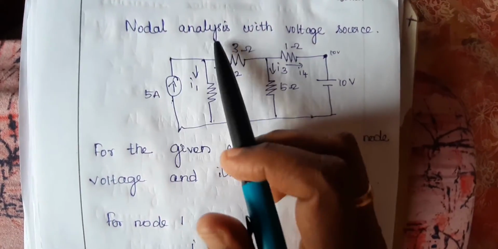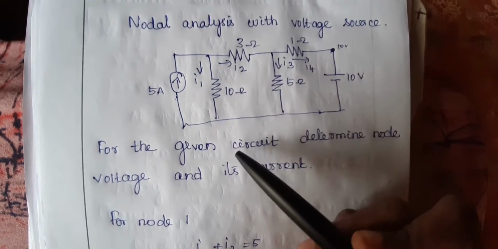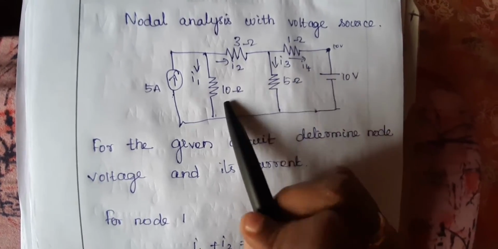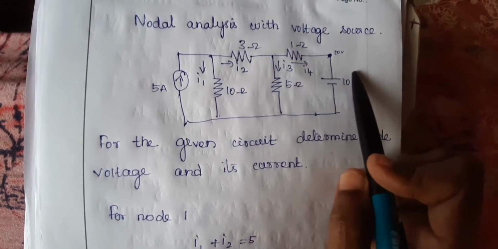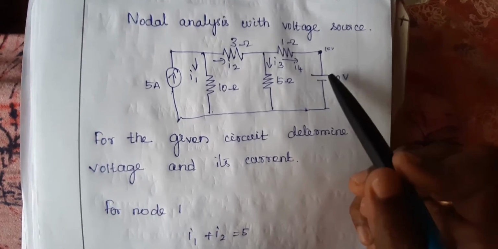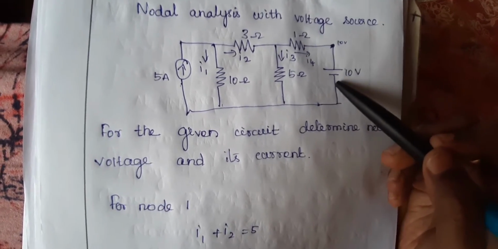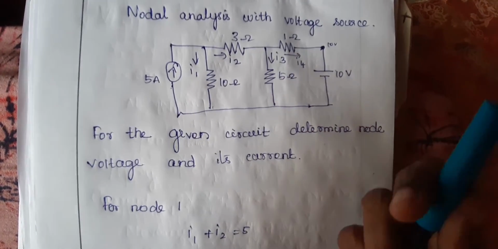So next is the nodal analysis with voltage source. We have seen the nodal analysis without voltage source in the previous problems. Here there is a voltage source, so we are going to see the nodal analysis with voltage source. First, find the nodes.